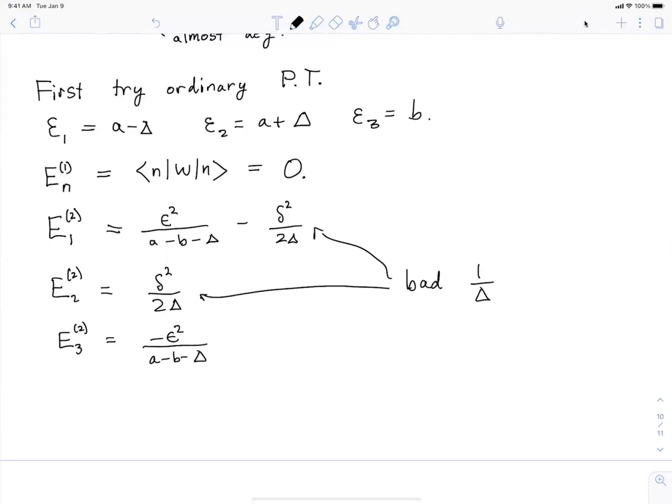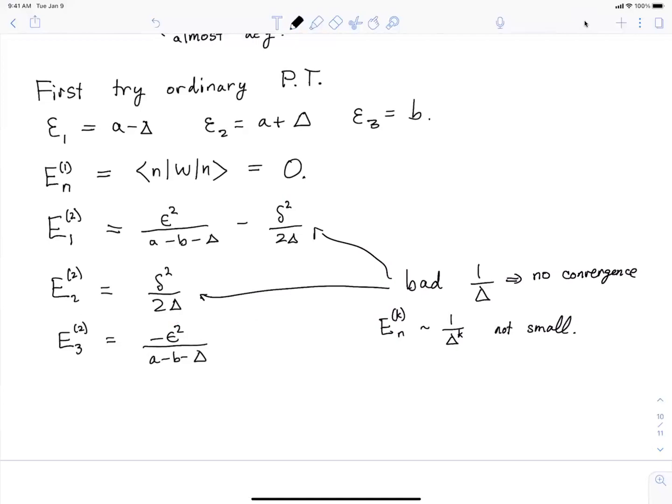Because the 1 over deltas are trying to tell you that you're not going to get convergence. And we won't do it, but let's say you did the kth order contribution to one of these states, you would find out that it goes like 1 over delta to the kth power. And so if delta is a small number, then this is not small. Okay, so that's really just illustrating the problem.